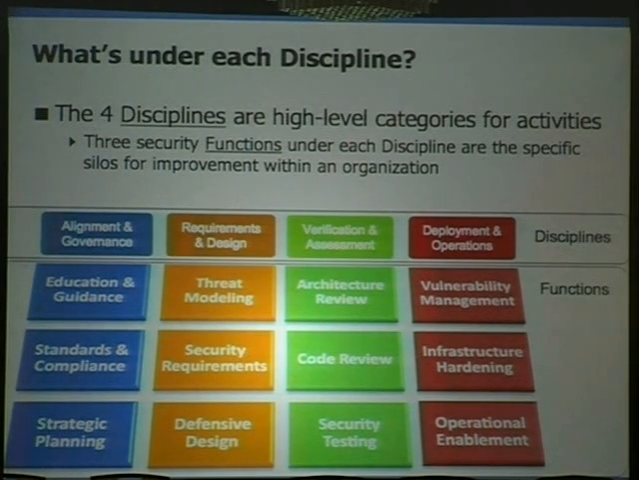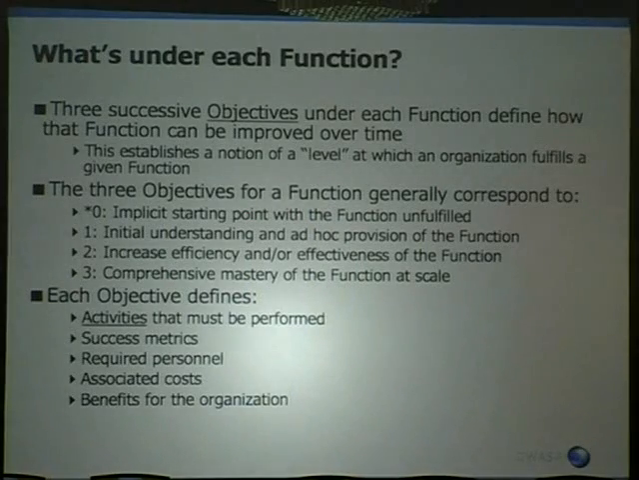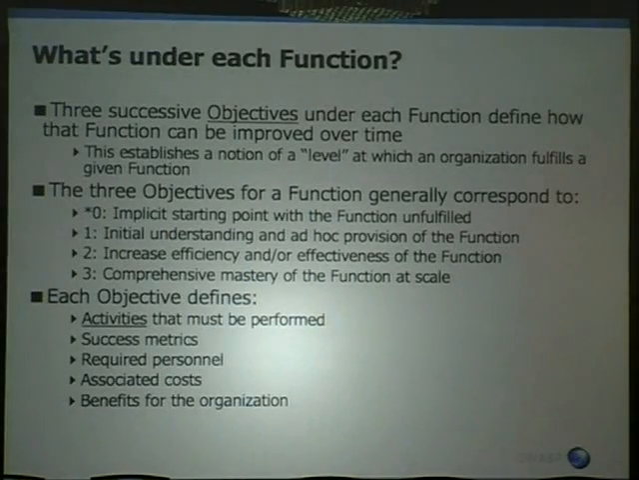So these 12 boxes are what we're calling functions, or your security functions that need to be addressed within an organization. So what do you actually get underneath each of those functions? Each function, as I mentioned before, represents an area of improvement, right? So if you have an area of improvement, we've assigned three levels that you could achieve in each one of those 12 functions. So there's an implicit zero, and then level one means that it's kind of ad hoc and being done a little bit, basically.